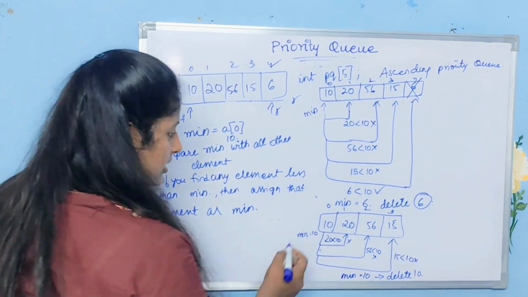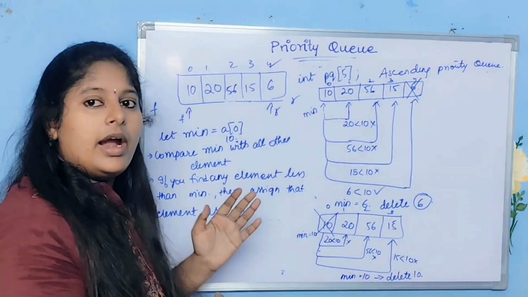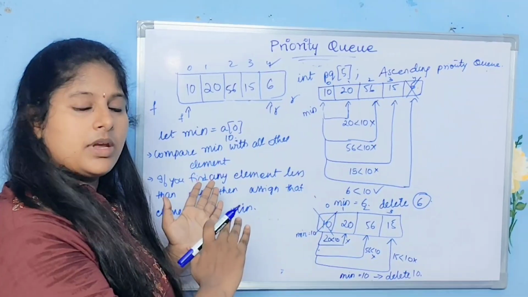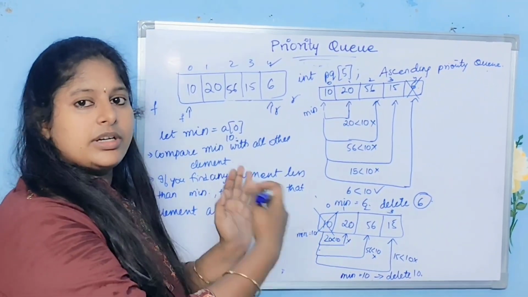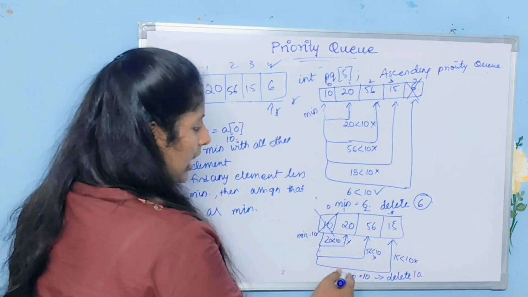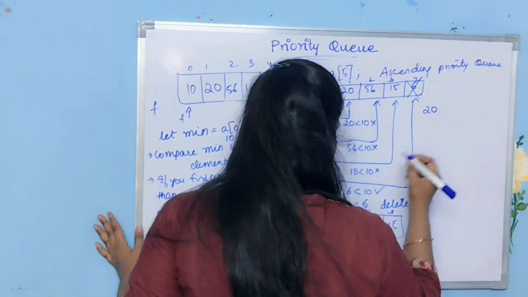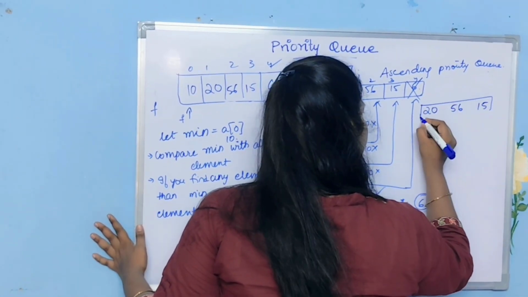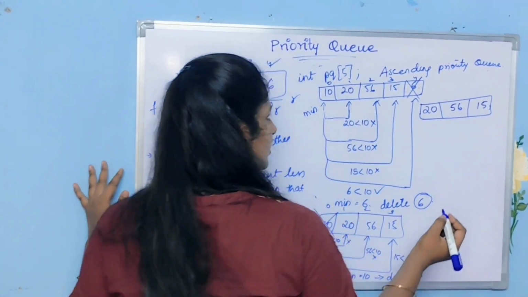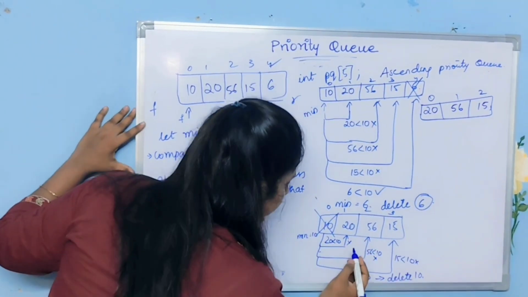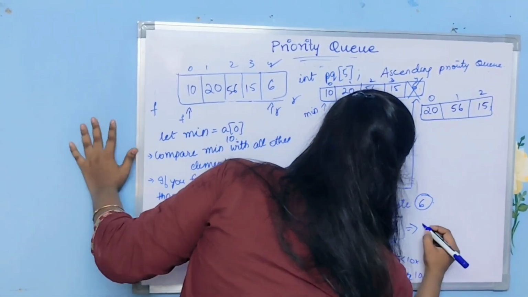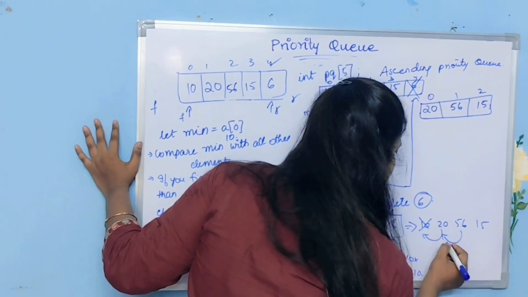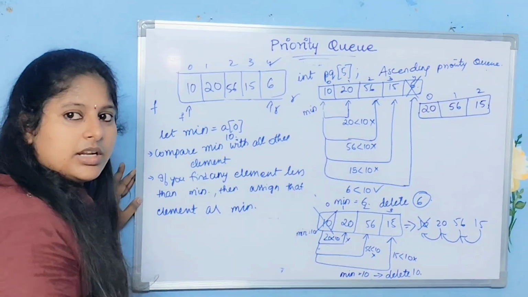You have to delete this 10. So this got deleted and the elements after 10 are shifted one step to the left. After shifting it became 20, 56, 15. So after deleting, the elements are moved here.